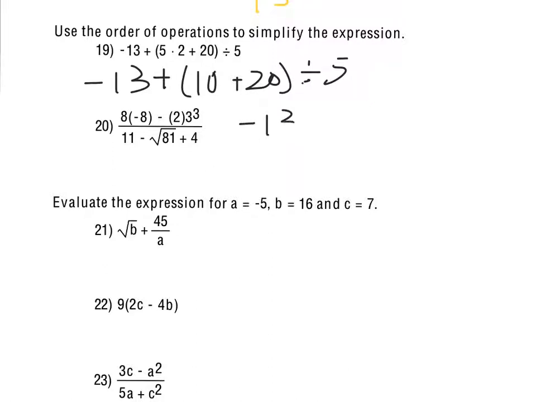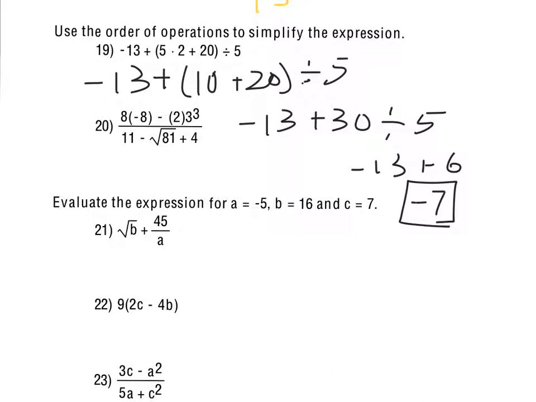So negative 13 plus 30 divided by 5. Now we have to divide next, so negative 13 plus 6, because 30 divided by 5 is 6. And then negative 13 plus 6 would be negative 7. So that's what we get for number 19.